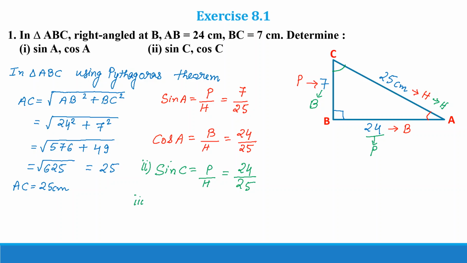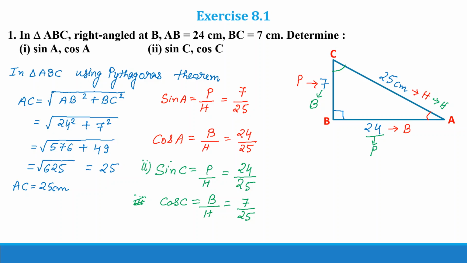Same way, if we go for the next part, that is cos C, it will be equal to base by hypotenuse. Base for C is 7 centimeter, hypotenuse remains as 25 centimeter. So in this way you can see we can find out the value of any trigonometric ratio for any of the acute angles of a right angle triangle if we know the measurement of all three sides of the triangle. So this is how we can solve this first question. I hope this is clear to everyone.